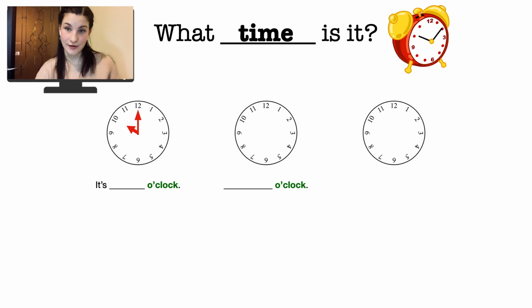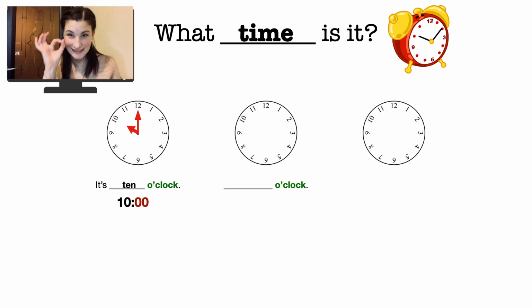Look at this short hand. What number is it pointing at? It's pointing at 10, and the long hand is pointing at 12. So it's 10 o'clock, or it's 10 sharp, 10:00, 0 minutes. We don't have minutes here. 10 ровно.